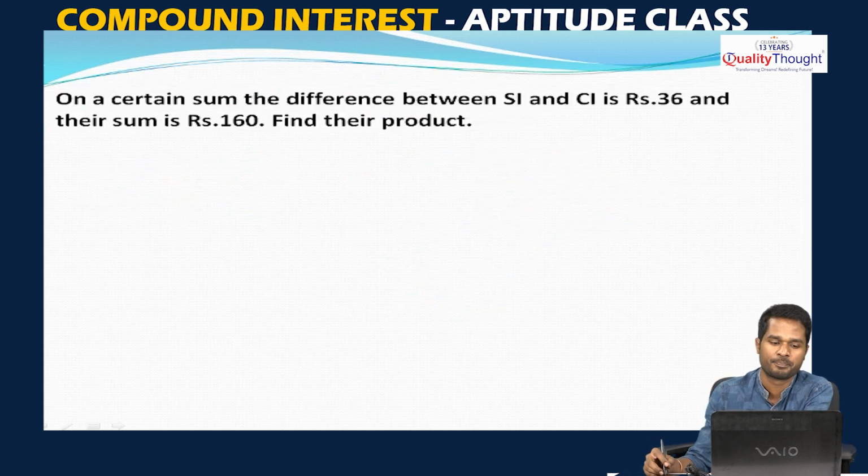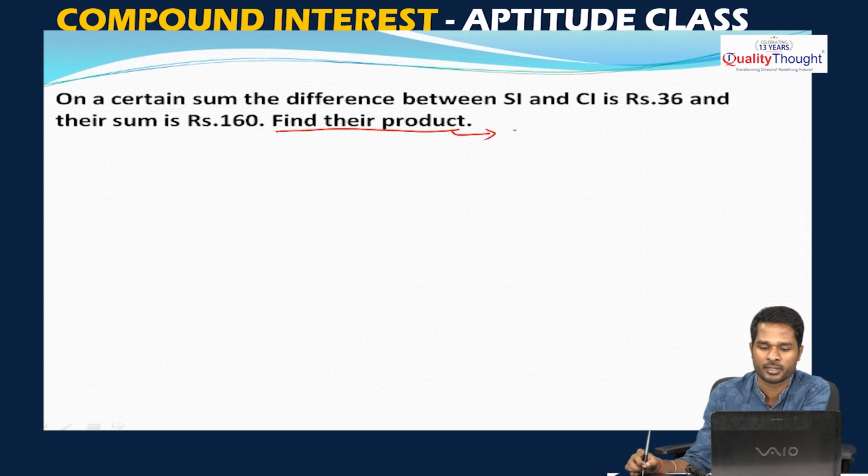Let us see this question. On a certain sum, the difference between simple interest and compound interest is 36 rupees and their sum is 160 rupees. Find their product, meaning we need to find the product of simple interest and compound interest. Actually this question is related to algebra. Let us see what he has given.